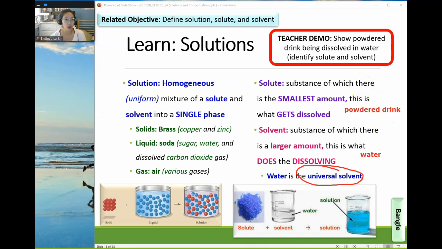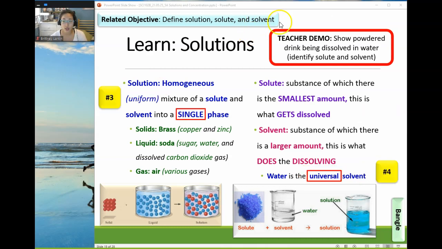All together, once we have the solute and solvent mixed together, again, that makes our overall solution. So that's how you differentiate between solution, solute, and solvent. Solution's what you have overall, solute's what you have less of, solvent's what you have more of, mix them together, you get a solution. All right?